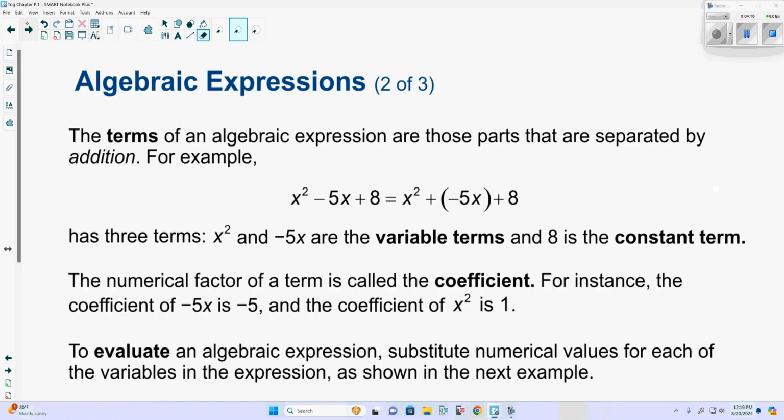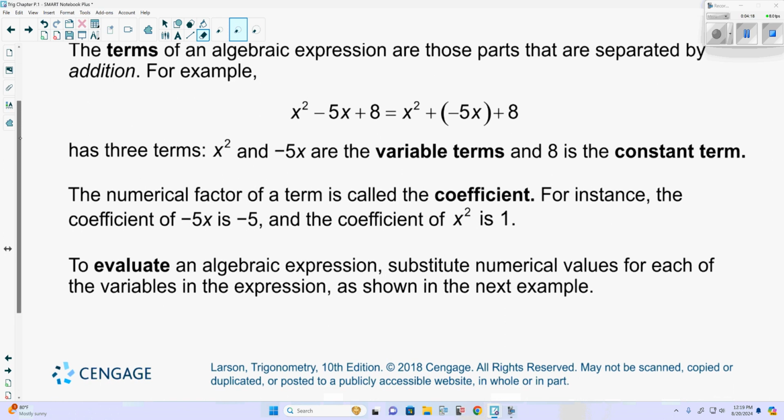The terms of an algebraic expression are those parts that are separated by addition. For example, if we look at this one here, x squared minus 5x plus 8 has 3 terms. X squared and -5x are variable terms because they have a variable x. And 8 is a constant term because it's just a number. The numerical factors of a term are called the coefficients. For instance, the coefficient of -5x is -5. And the coefficient of x squared is 1, because since there's not a number written in front of x squared, it's understood to be 1.